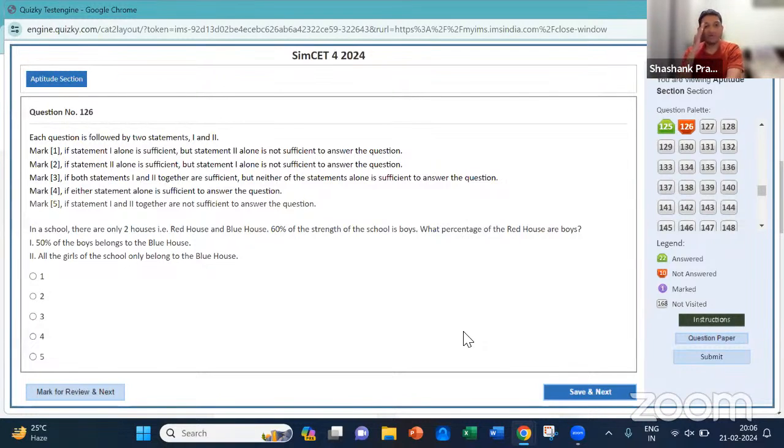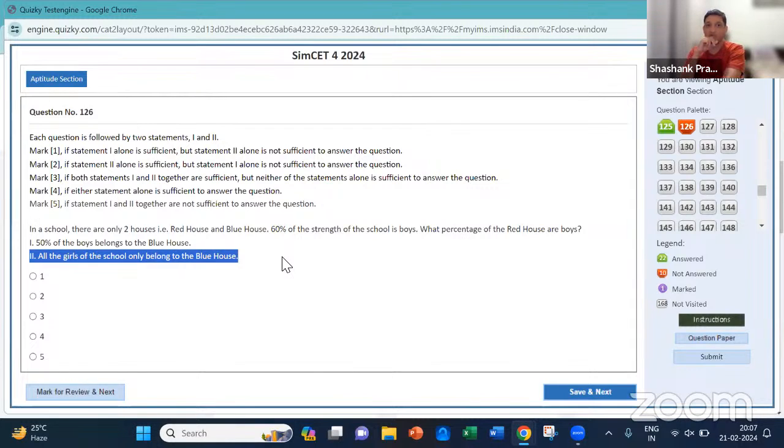Okay. All the girls belong to the blue house, we won't know, because then some boys could also be a part of the blue house and some whatever. 50% could be, 100% could be red house. Okay, boys. Oh, this is nice. I like the second one. Because if all the girls belong only to the blue house, then whatever happens, red house 100% will be boys. So the statement is definitely sufficient.